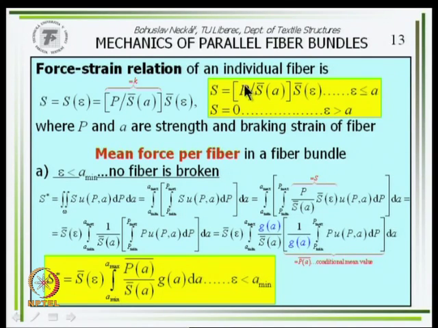What do we need to know now? For each fiber we need to know a couple of quantities: P, the fiber strength, and A, the fiber breaking strain. Two scalars, not the whole force-strain function, only two scalars, P and A. And for all fibers together, we need to know one function: the function S bar, our average function, our earlier red function.